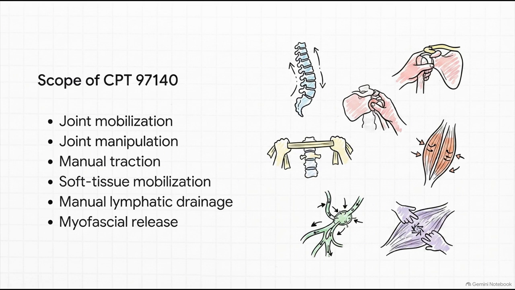Think about it this way. If a therapist is just massaging a patient for general relaxation, you might actually be looking at a completely different code like 97124. But 97140? That is reserved for complex, skilled manual therapy techniques designed to actually affect change in the tissues and joints. It literally requires the specialized hands of the clinician physically working on the patient to improve mobility and reduce pain.